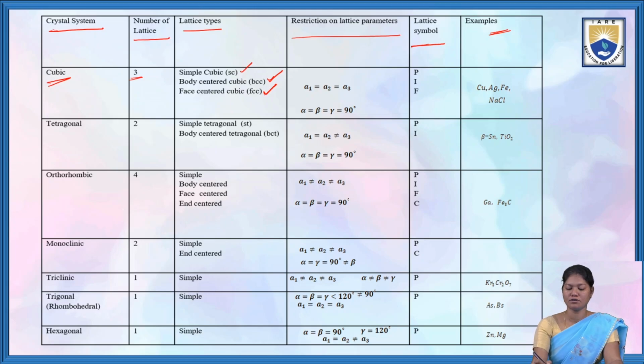And here in simple cubic or body centered cubic, whatever it may be, the cubic has the nature of all sides, that is dimensions, being the same. So A is equal to B is equal to C. In that case, A1 is equal to A2 is equal to A3, and the interfacial angles are equal to 90 degrees. So alpha is equal to beta is equal to gamma, that is equal to 90 degrees.